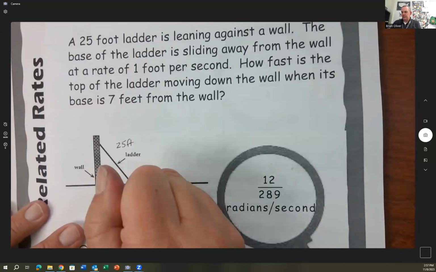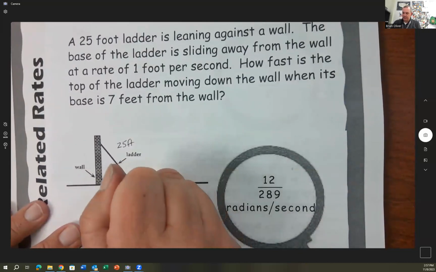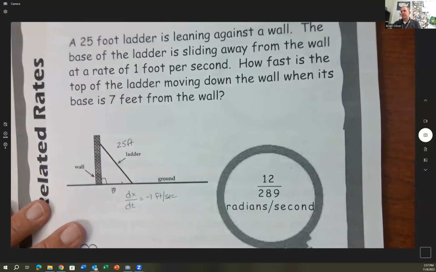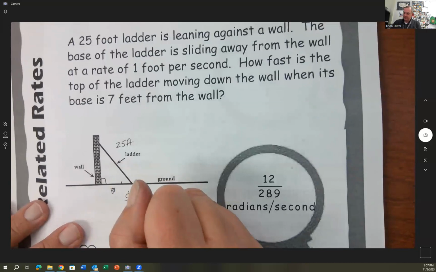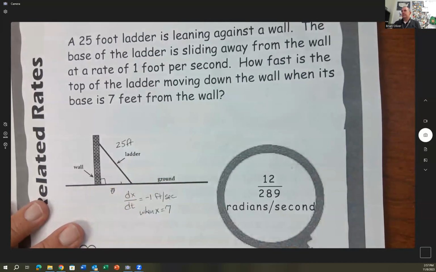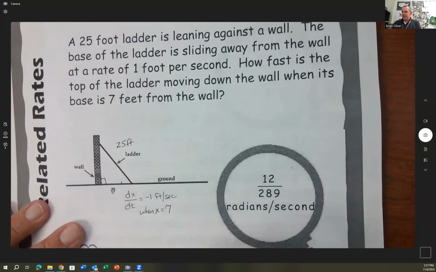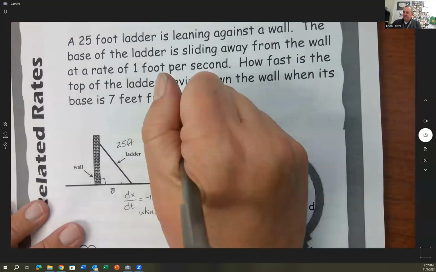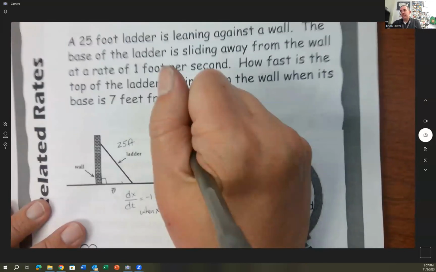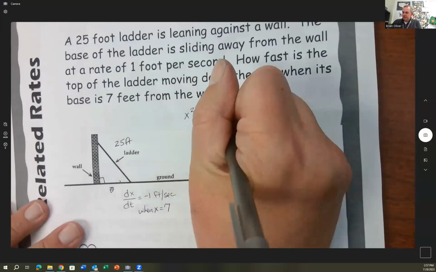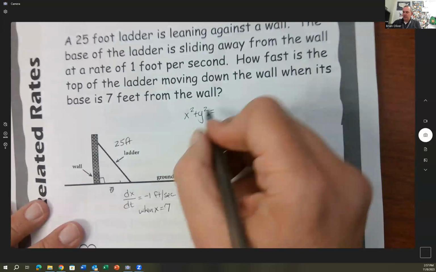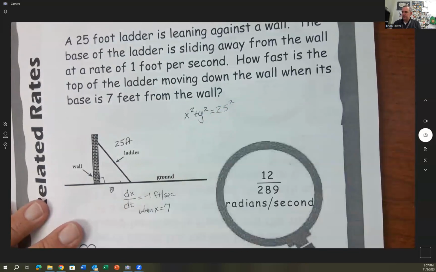So I'm not on this side, sorry. When the base is 7 feet from the wall. So when this distance to the wall is 7 feet, so when x is equal to 7. So we're dealing with, again, the Pythagorean theorem: a squared plus b squared equals c squared, so x squared plus y squared equals hypotenuse squared. So x squared plus y squared is going to equal 25 squared.